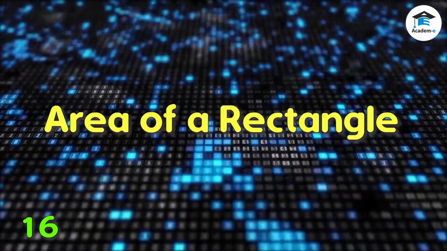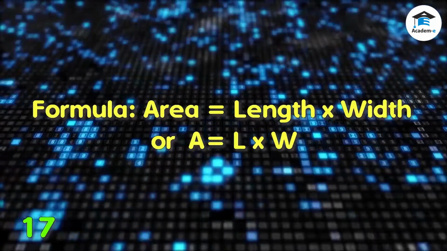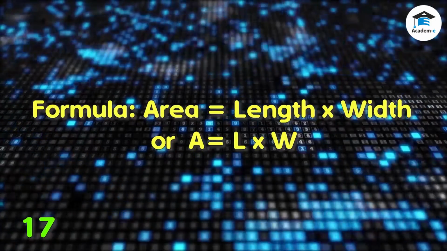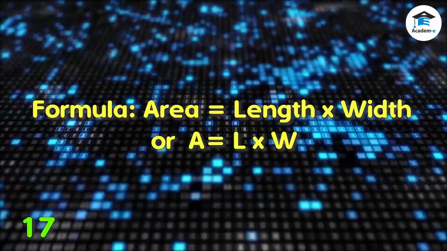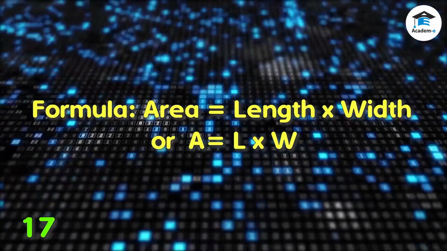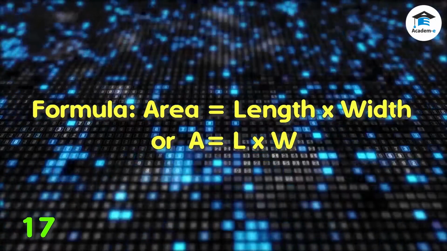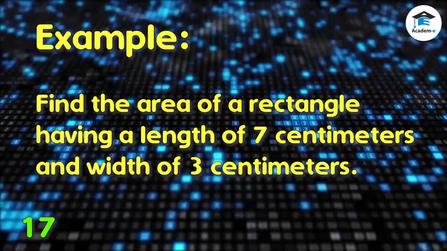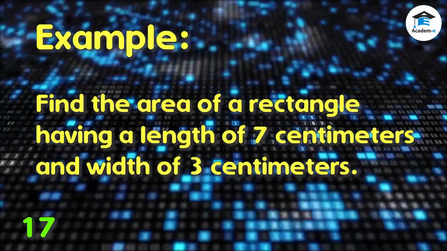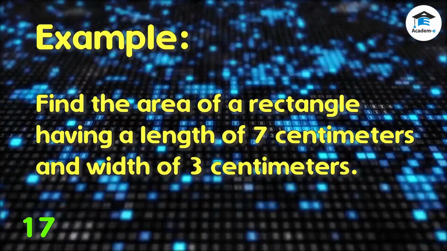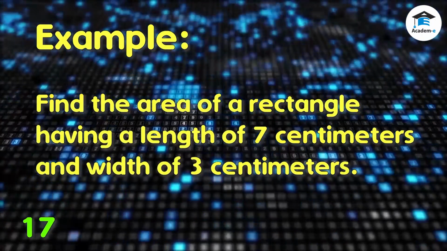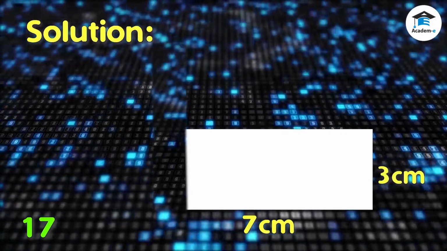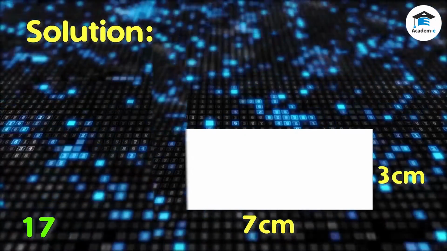Next is the area of a rectangle. The formula to get the area of the rectangle is area is equal to length times width, or area is equal to L times W. Let's have an example. Find the area of a rectangle having a length of 7 centimeters and width of 3 centimeters. Let us use the formula of a rectangle to find the total area of this figure.